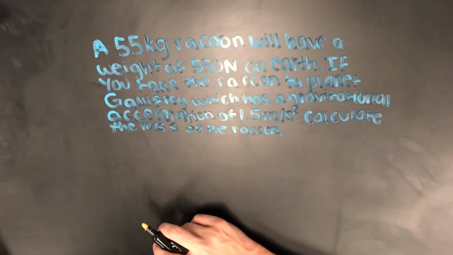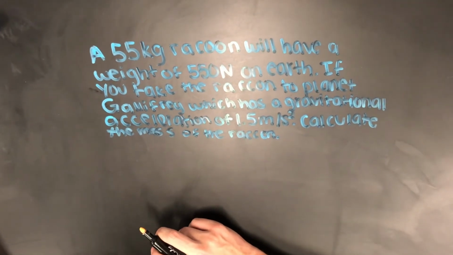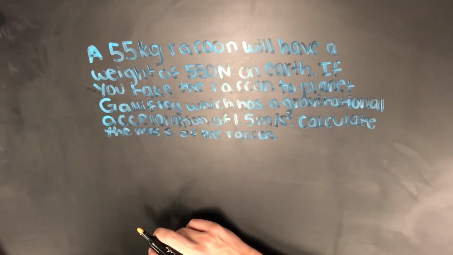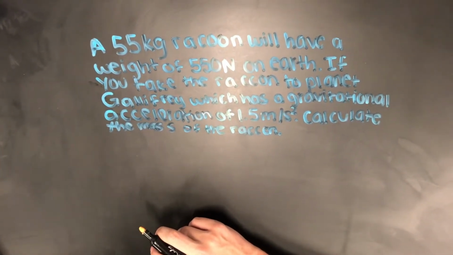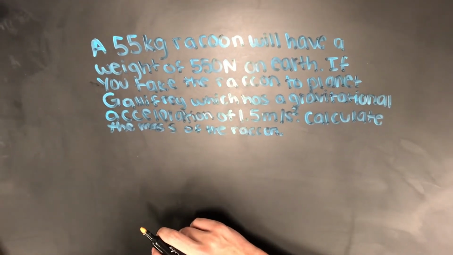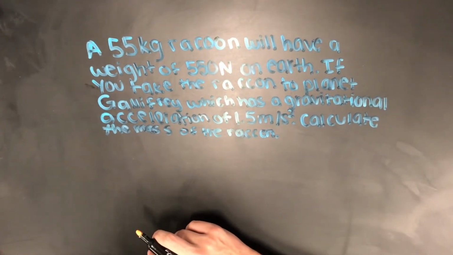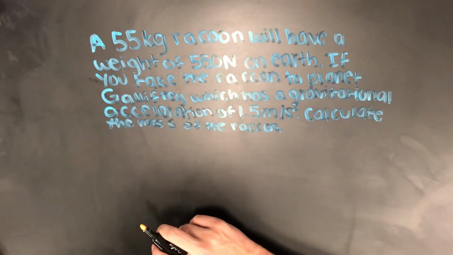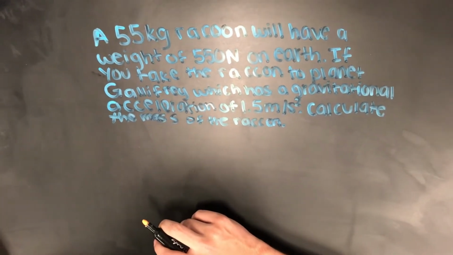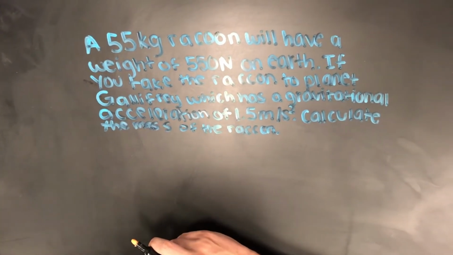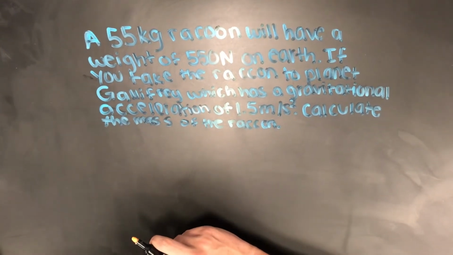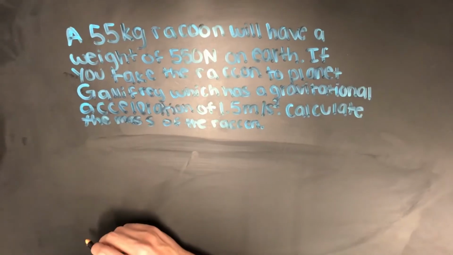Mass is meant to stay the same between all possible locations that an object is located in. An example being, a 55 kilogram raccoon will have a weight of 550 newtons on Earth. If you take the raccoon to the planet Gallifrey, which has a gravitational acceleration of 1.5 meters per second squared, calculate the mass of the raccoon.